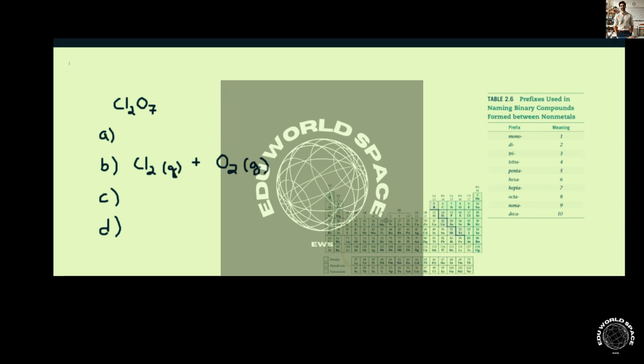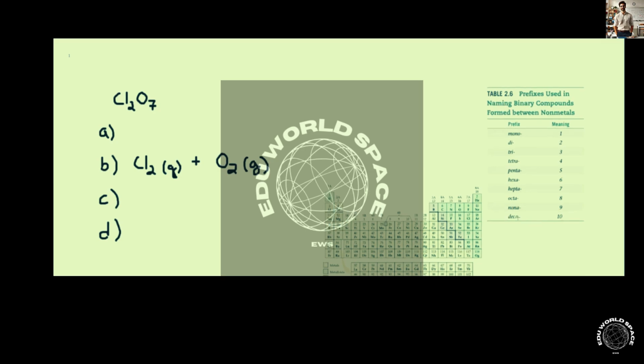This question says that chlorine reacts with oxygen to form Cl2O7. In part A, it asks, what is the name of this product? And it references us to table 2.6, which I've pasted in here. Since there are two chlorines, that means we have a di, and if there are 7 oxygens, we'll be using the prefix hepta. So this would be dichlorine.